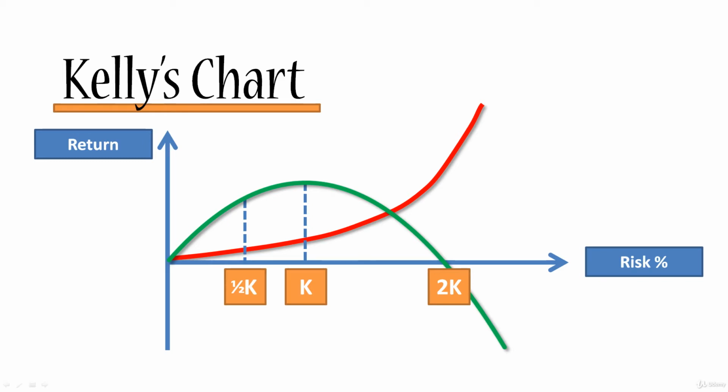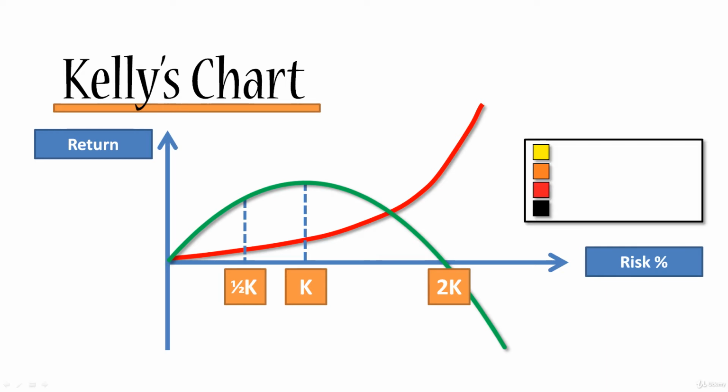So the way I like to look at this chart and analyze it is by breaking it up into 4 sections. We'll have the color legend here on the right, and the 4 sections will be yellow, orange, red, and black. To start off with, the yellow section is the one to the most left.